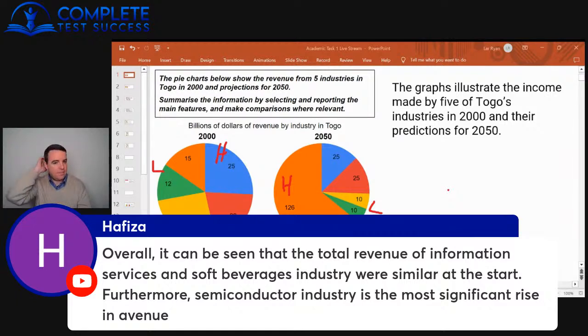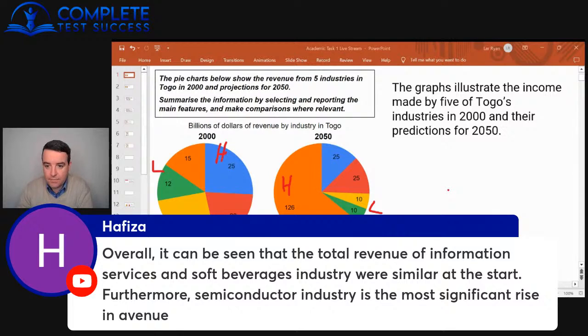So in 2050, the most significant rise doesn't necessarily mean that it was the highest later. So you're giving me two categories that were similar and one that had the most significant rise. When we're describing categories, we're either going to describe them all in relation to which ones were highest and which ones were lowest, or we're going to describe them all in relation to which ones increased and which ones decreased. Or we can do both, but we wouldn't do half the categories this way and other categories that way. So we're going to analyze them all in the same way.